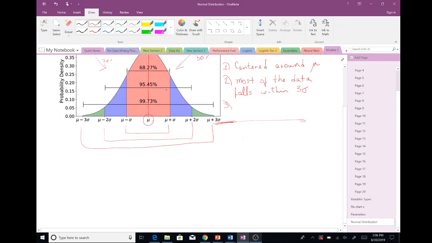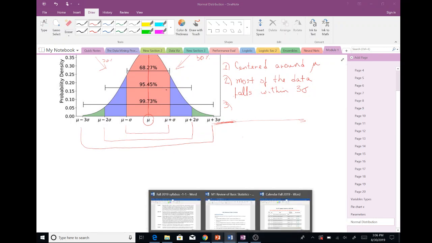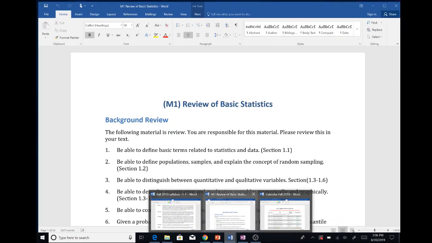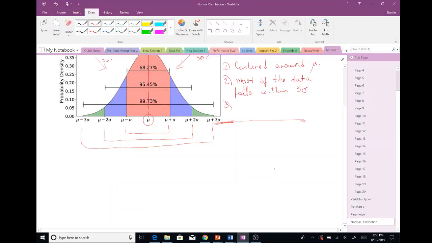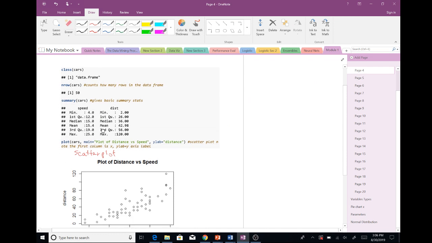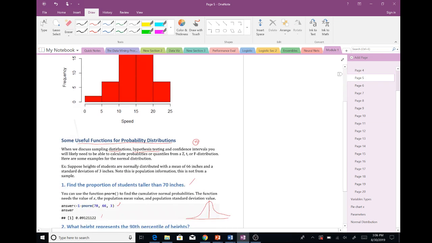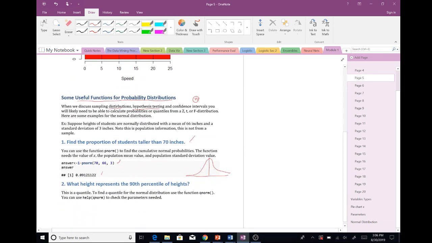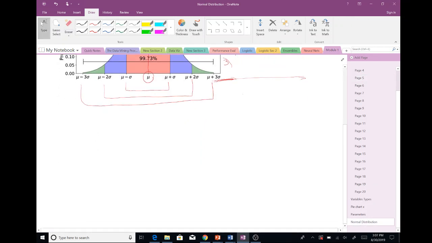So for instance, in your notes, we have a couple of examples that are important to note. Let me just point out one of them. Suppose that the heights of students are normally distributed with a mean of 66 inches and a standard deviation of 3 inches. Then find the proportion of students taller than 70 inches. Okay, so let's go here and talk about this.